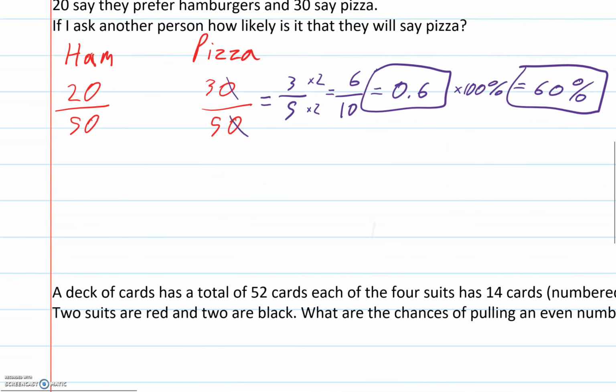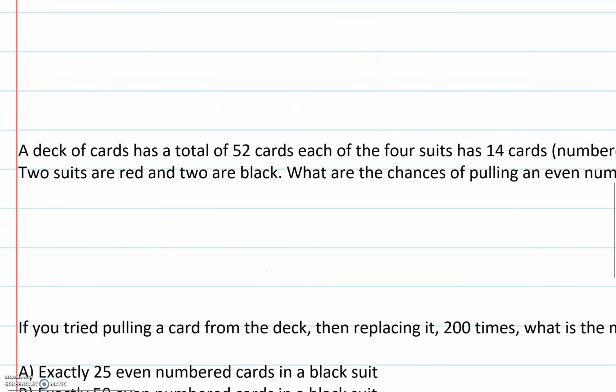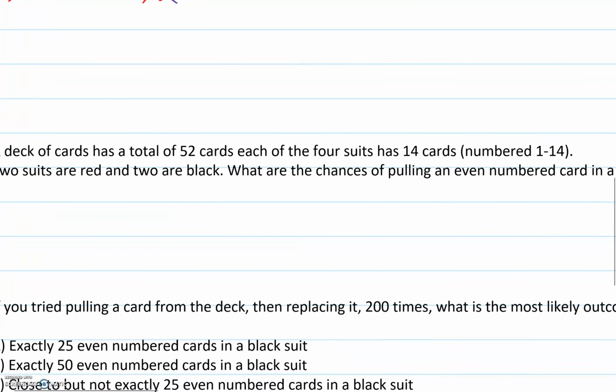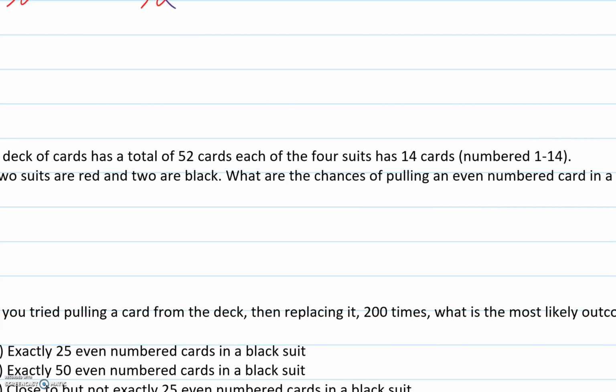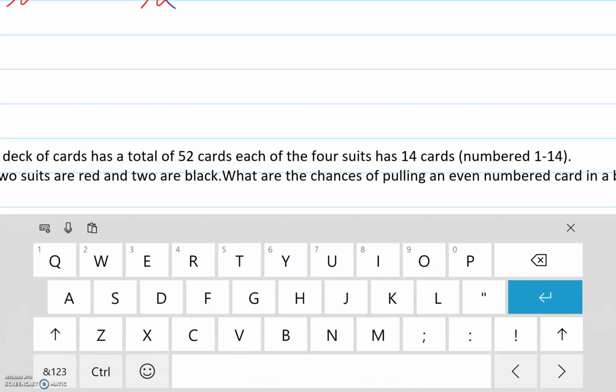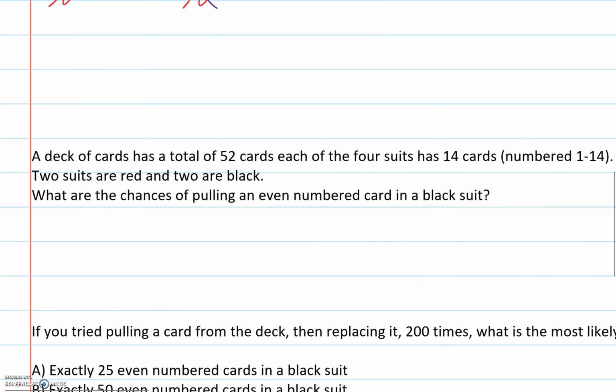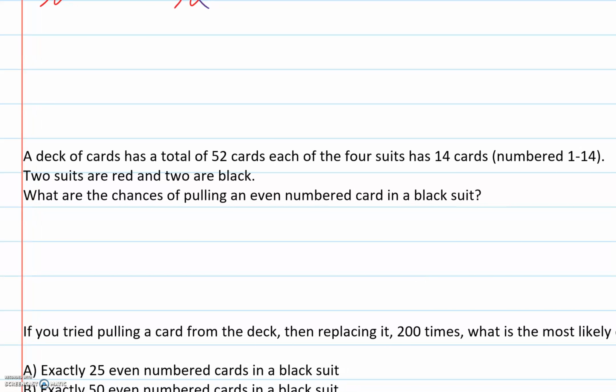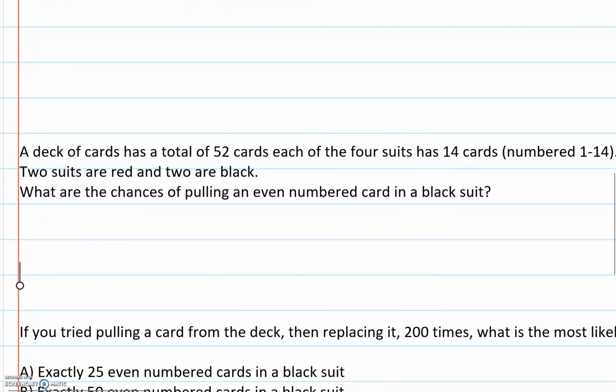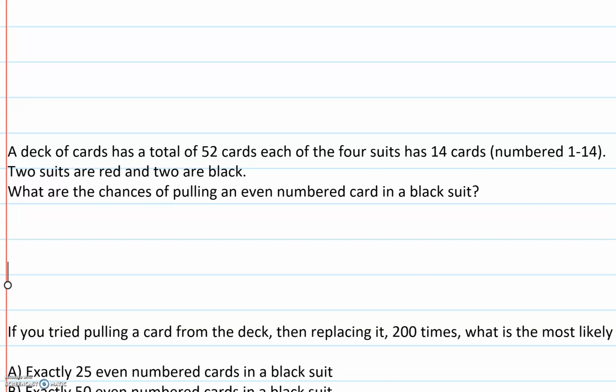Okay, keep that in mind, and we are going to go to this next situation. So let's see here. Let's make this another line down. There you go. The deck of cards has a total of 52 cards. In each of the 4 suits has 14 cards. I'm just going to simplify it to say it's numbered 1 to 14. 2 suits are red, 2 suits are black. What are the chances of pulling an even numbered card in a black suit?